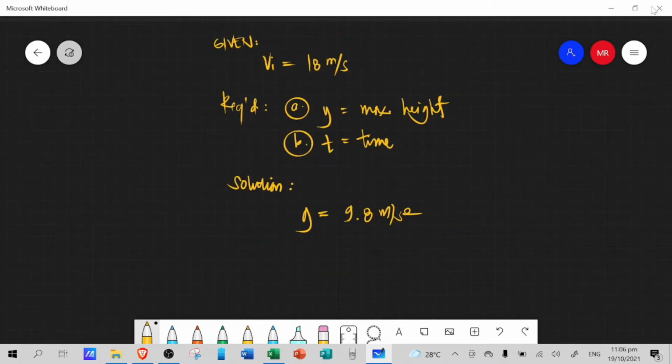Now, what equation can we use from the kinematic equations? We are given initial velocity. We are looking for y, the maximum height. So from our kinematic equation, we can use the equation v final squared is equal to vi squared plus 2gy. But our v final squared, remember that at the peak of the ball, when you throw the ball at the maximum height, the final velocity is 0 because it will momentarily stop. So this term will be equal to 0.